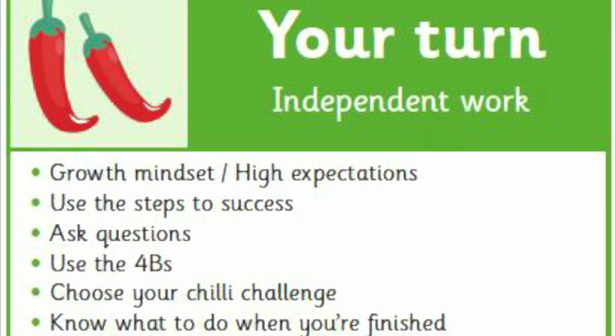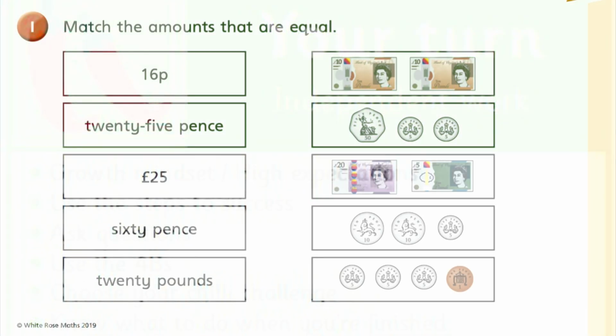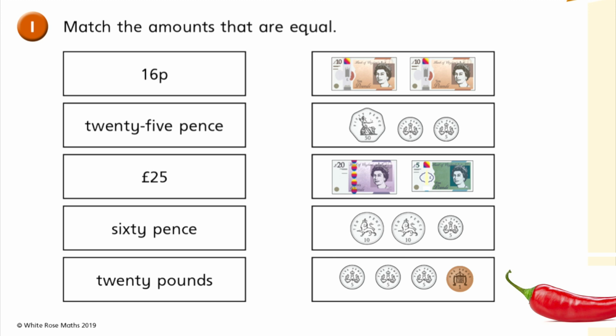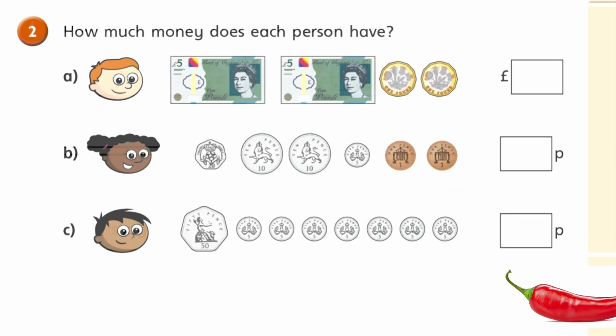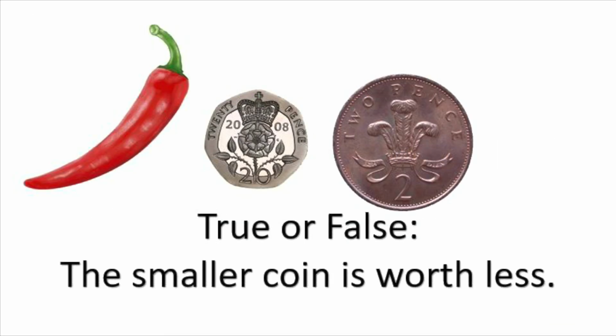It's your turn. Listen carefully to your chili challenges, and then when you've finished, come back to the video to check your answers. For chili 1 today, I'd like you to match the amounts that are equal. This will be sent as a parent mail, so you can choose to print it off or look at it whilst it's on the screen. Also for chili 1, I'd like you to work out how much money each person has. I'd then like you to have a go as a challenge at this true or false statement. The smaller coin is worth less.